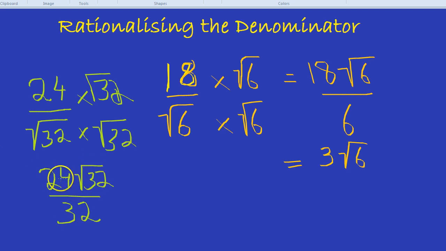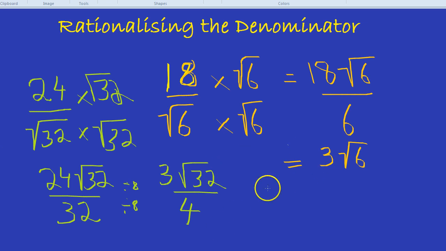Let's start with the numbers. 8 goes into 24 and 32, so let's divide by 8. We now get 3 root 32, because 24 divided by 8 is 3, over 4, because 32 divided by 8 is 4. Let's just write divide by 8 so you can see what I did. So we have 3/4 of root 32. Are we done? No, because we can actually simplify root 32 using the method of simplification.